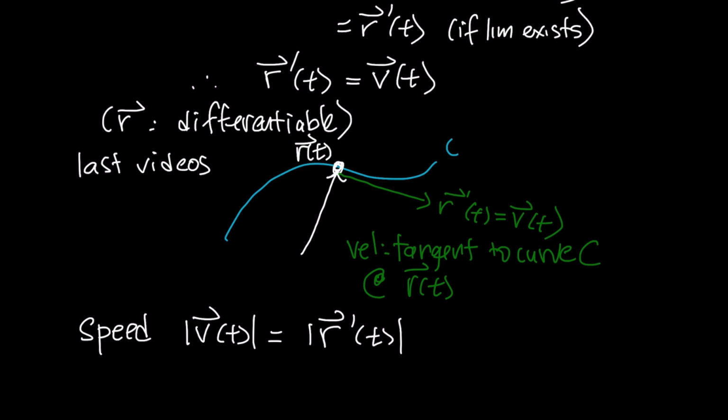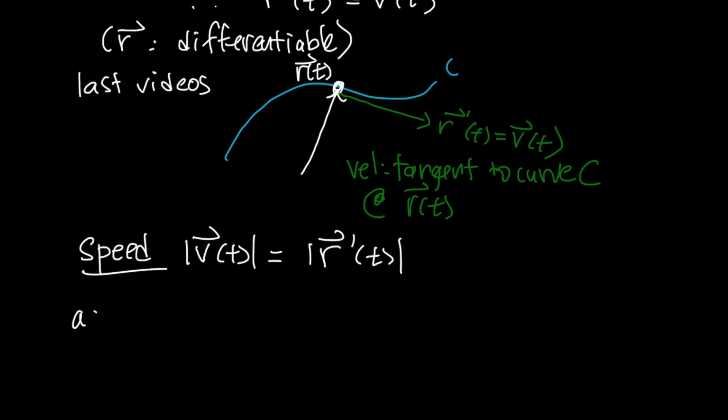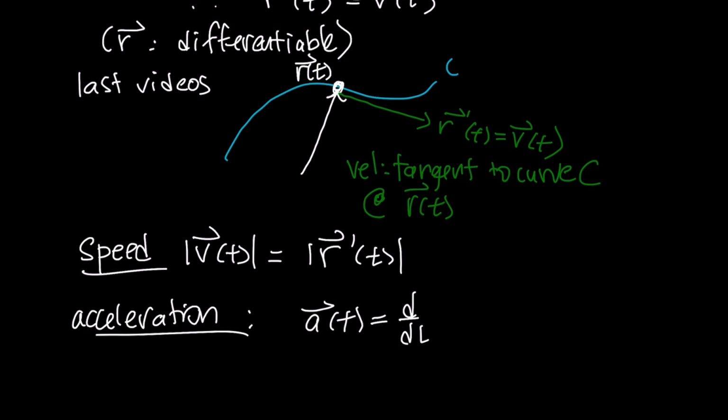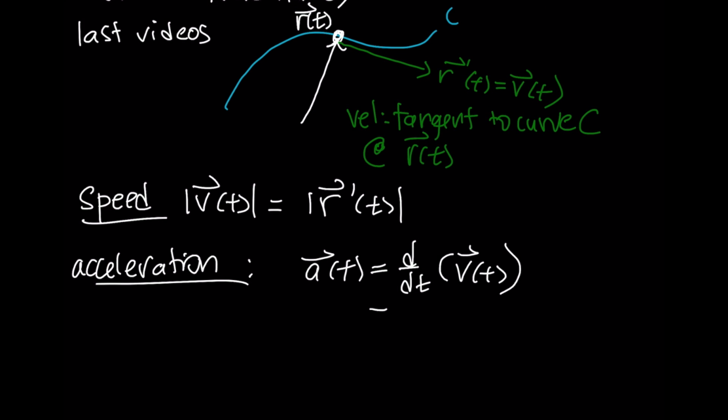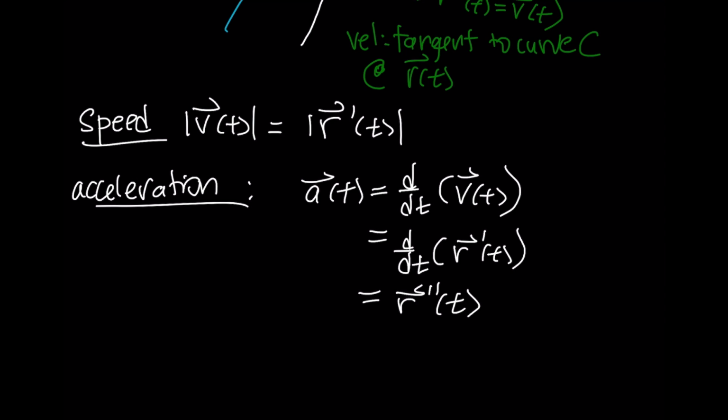Now, the final quantity that we're going to talk about is acceleration, the rate of change of the velocity with respect to time. This is essentially calculating a derivative of a derivative. This will be the second derivative of the position function, of the vector function. This vector function has to be twice differentiable in order for the acceleration to exist.